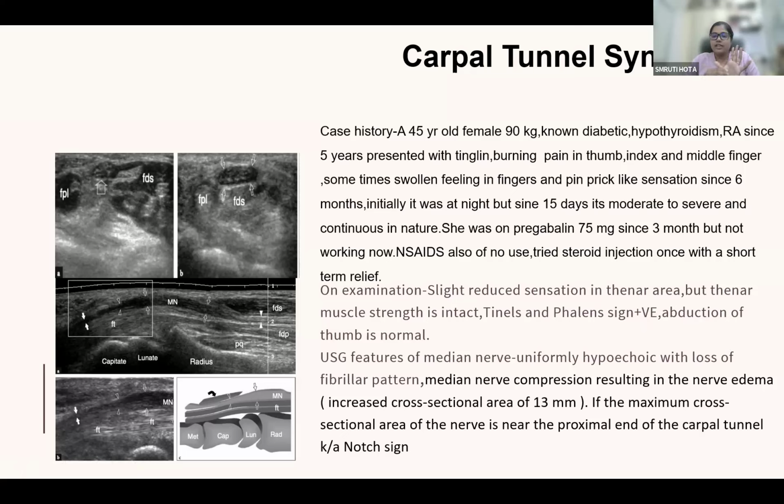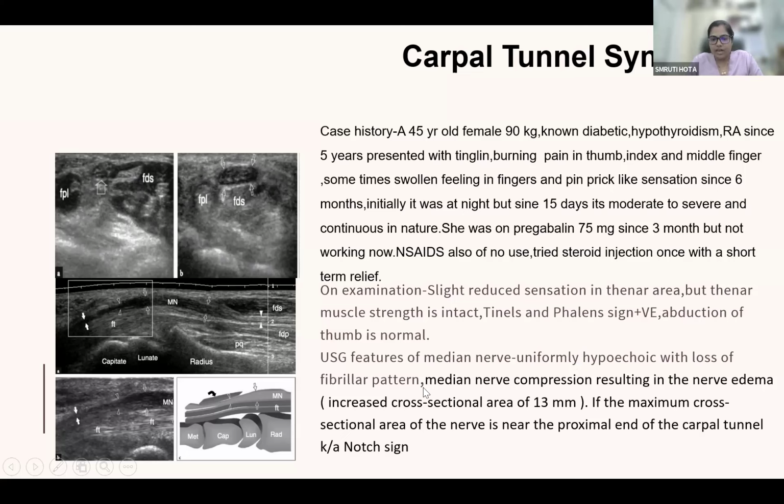So here still the nerve is intact, and here you can see the ultrasound of the median nerve. It is uniformly hypoechoic. And here I have shown the ultrasound picture. Normally the nerve is hypoechoic with hyperechoic dots, but in this picture the hyperechoic dots are also not clearly visible. So this is not looking like a typical nerve. Somehow it is swollen.